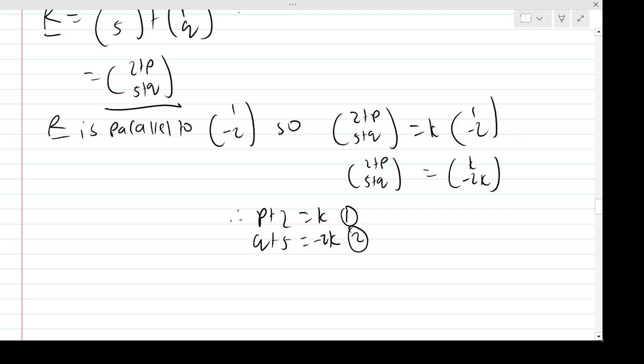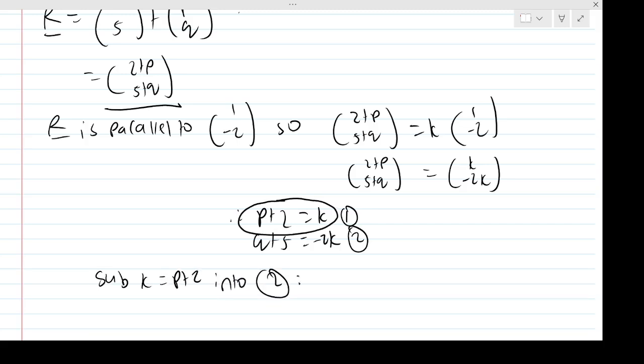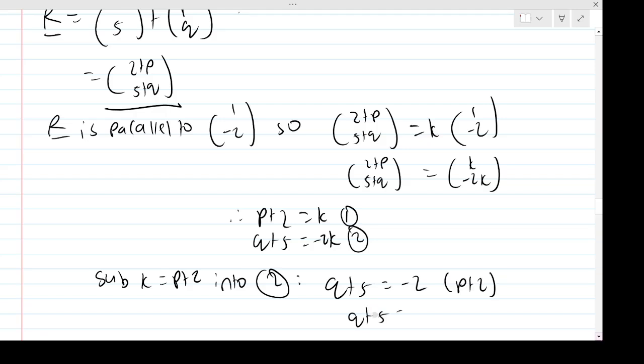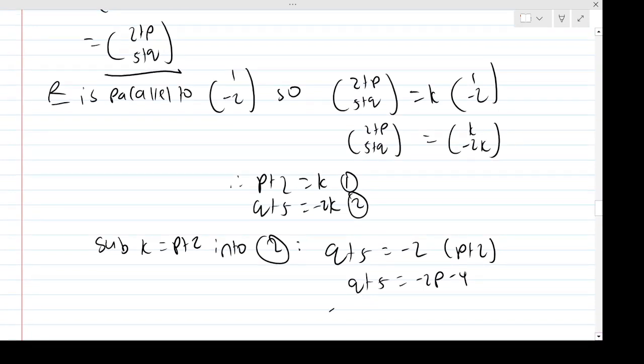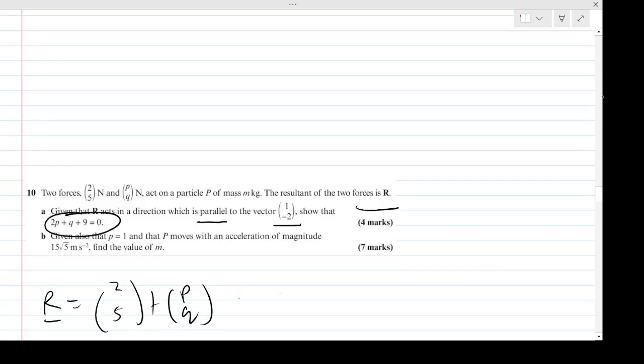Well, the easiest way probably is to just literally substitute k in the first one into the other equation. So I'm going to say sub k equals P add 2 into the other equation. So then I'm going to get Q add 5 equals minus 2k, so minus 2 lots of P add 2. If I expand this, I get minus 2p minus 4. Then if I move everything to one side, I get 2p add q add 9 equals 0. And that's what they want. Great. So there we are.